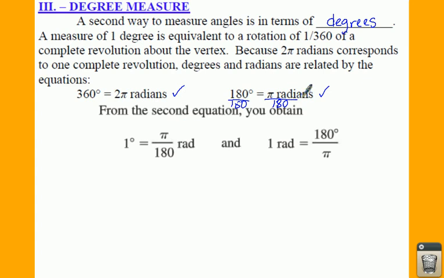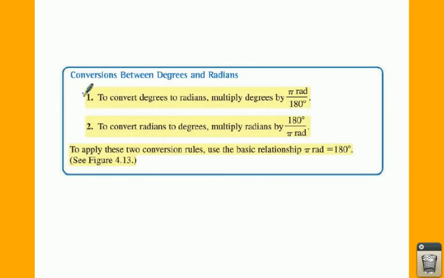Same thing if you divide the first equation by 2 pi. You get radians by itself, and 360 over 2 is just 180. So 180 degrees over pi is equal to 1 radian. The best way to convert between degrees and radians is to use these conversions. To convert from degrees to radians, you multiply your degrees by pi over 180. To go from radians to degrees, you multiply by 180 over pi.